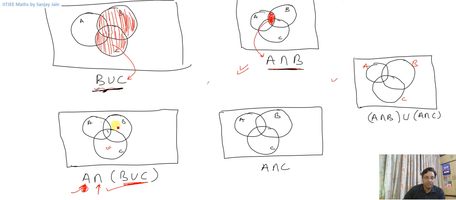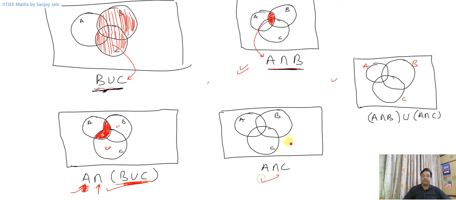I require the common area between set A and B union C. B union C will involve these two circles, right? So the complete area of these two circles, but I need the areas common with A. Like I need the common area between A and B union C. So the only common area, or the solution area, will be this common area of A and B and C. Okay, so this will be the solution.